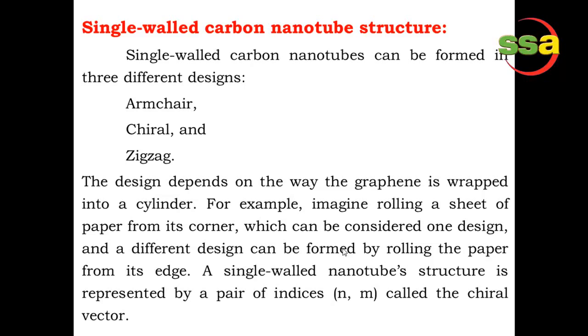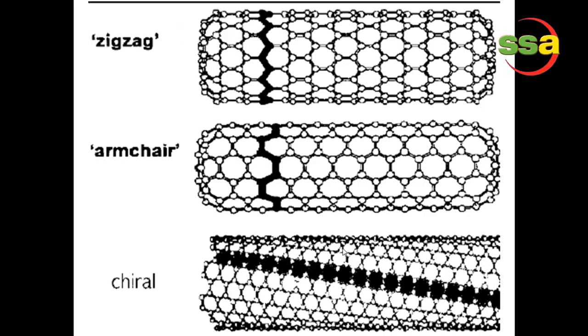See this, the design depends on the way the graphene is wrapped into a cylinder. For example, imagine rolling a sheet of paper from its corner, which can be considered as one design, and a different design can be formed by rolling the paper from its edge. In a similar way, single walled nanotube structure is represented by a pair of indices which are called chiral vectors. See, these three structures, that means zigzag structure, armchair structure and chiral structure, we can see like this.